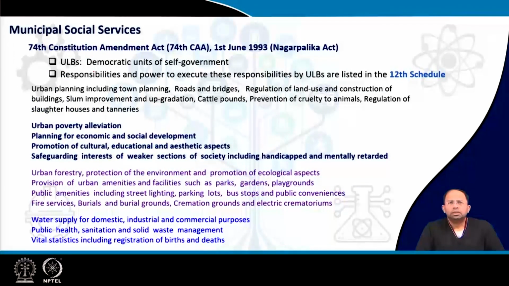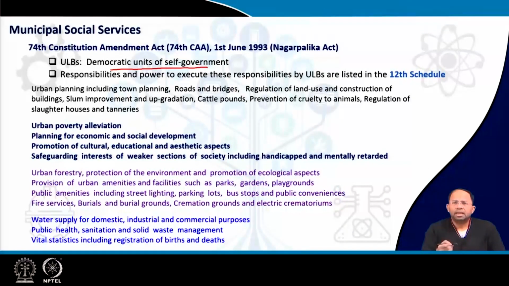So, when we talk about municipal social services, of course, the 74th Constitutional Amendment Act, otherwise known as the Nagarpalika Act, comes to the front. For example, after this act, ULBs were made the third tier of the government, and they were given several responsibilities and the power to execute these responsibilities. ULBs have their own system of election, and they can also take their own decisions. So these are democratic units of self-government, you can say.